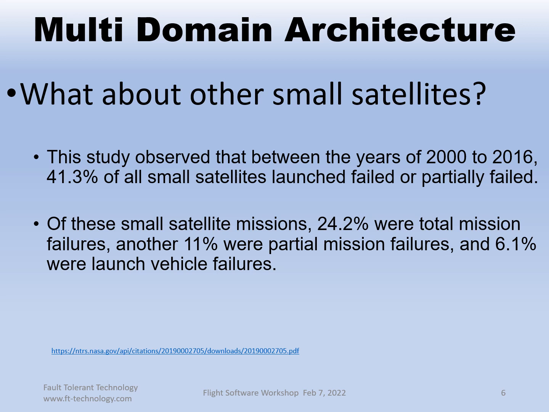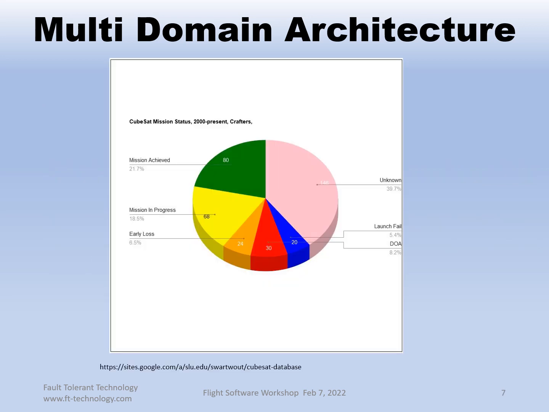Now, a significant cause of small satellite failures is electrical and computer failures, and using multi-domain architecture can meaningfully decrease the number of satellite failures. So here are some stats on CubeSat missions. There are success and failure rates based on who built the small satellites.